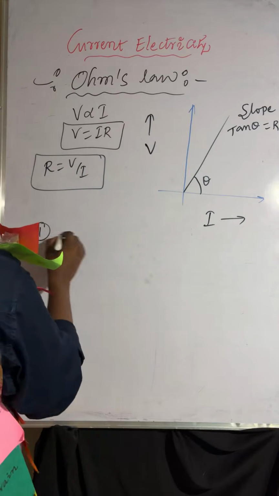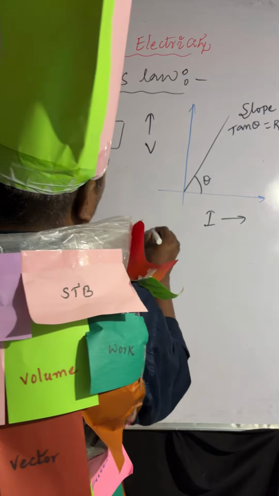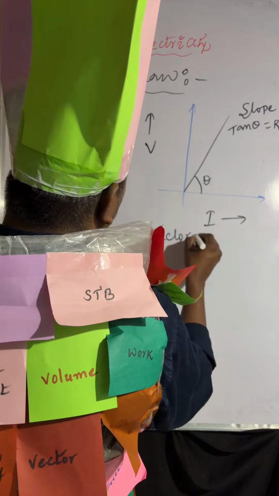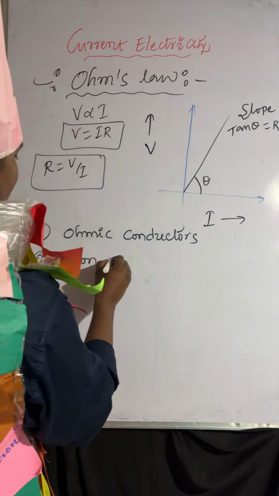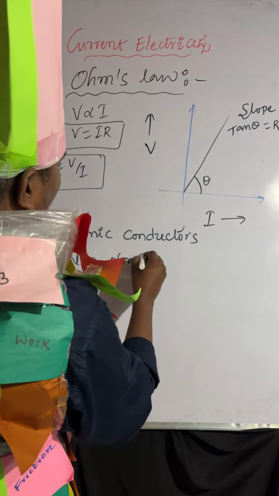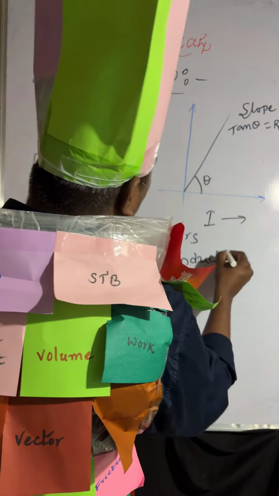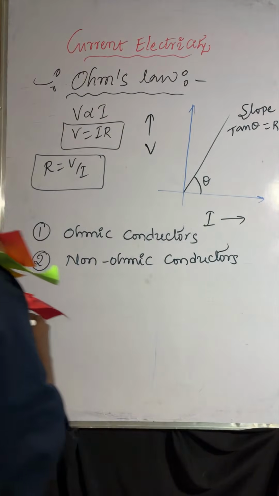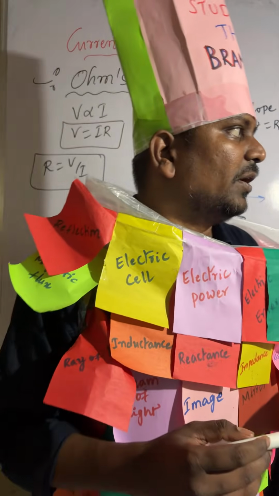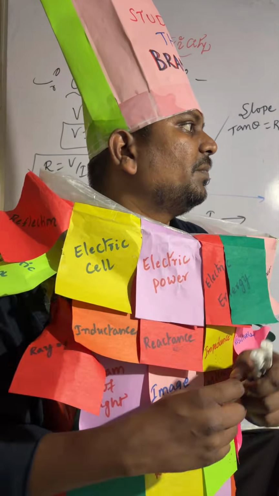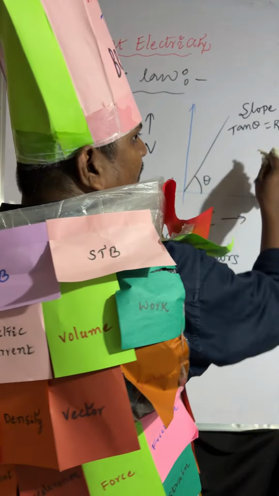So here 2 points: ohmic conductors, or ohmic circuits, or ohmic materials. The second one is non-ohmic conductors, non-ohmic materials. Yes or no? So here you can observe the slope is tan theta equal to R.